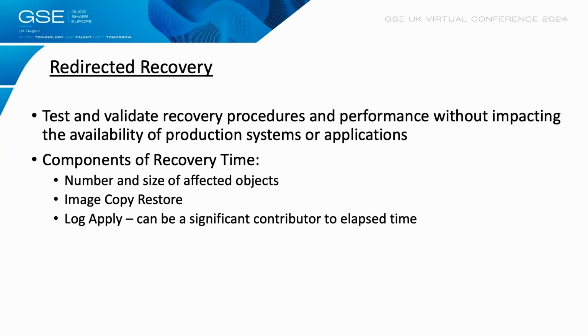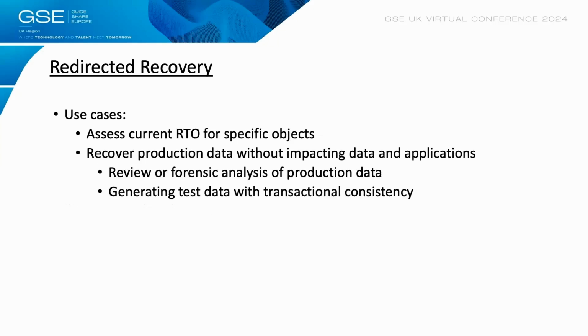I've just seen the time. And as I said earlier, some people use their DR system to keep code and to try their recoveries, but you can do this at any point. So, use cases: assess current RTO, which we just talked about, and recover production data without impacting it for forensic analysis. You could generate the test data and then unload from there without affecting production. So it's all about not affecting production and having a nice, easy way of analyzing the data.